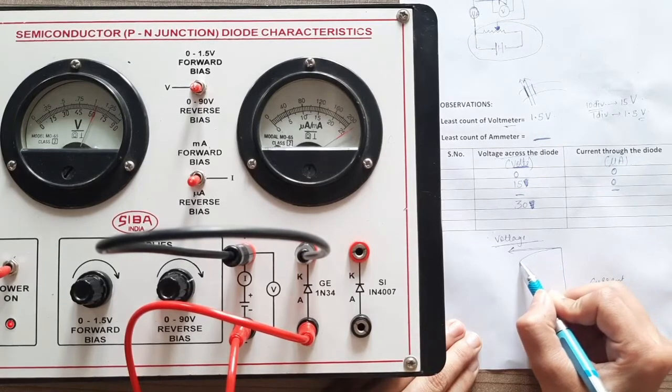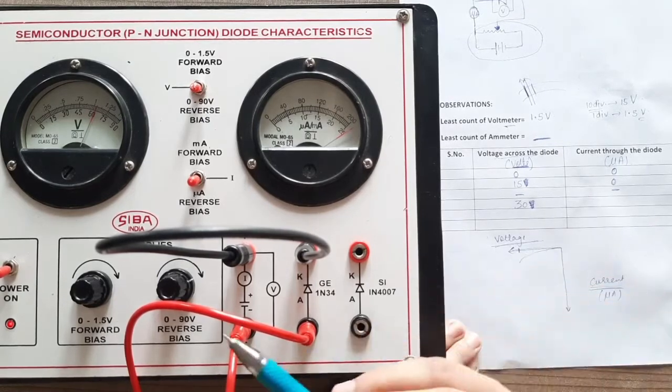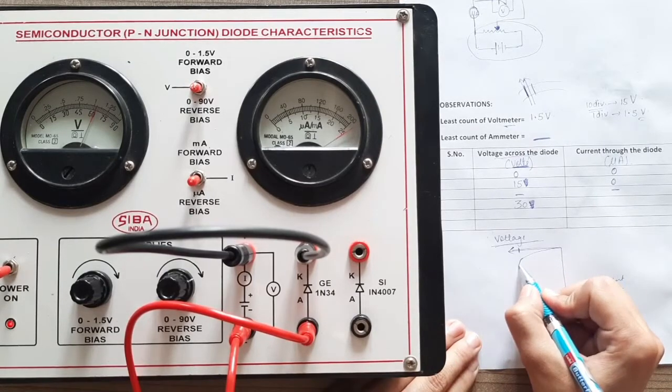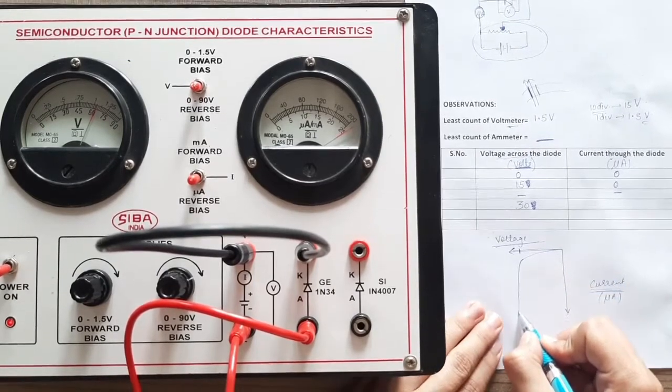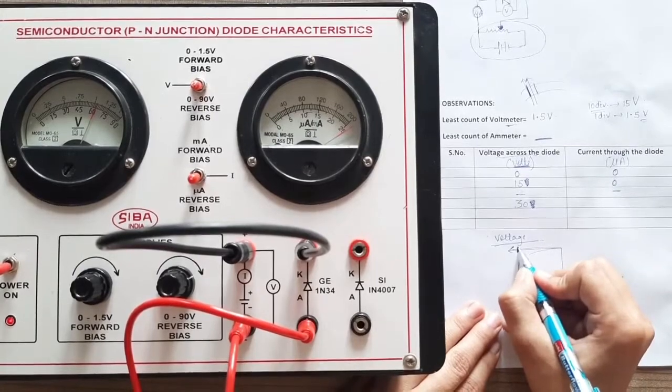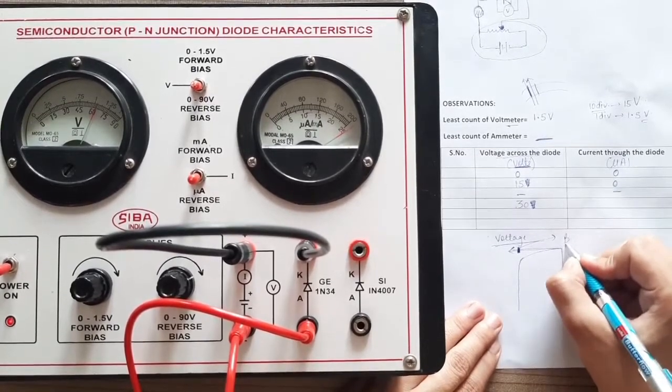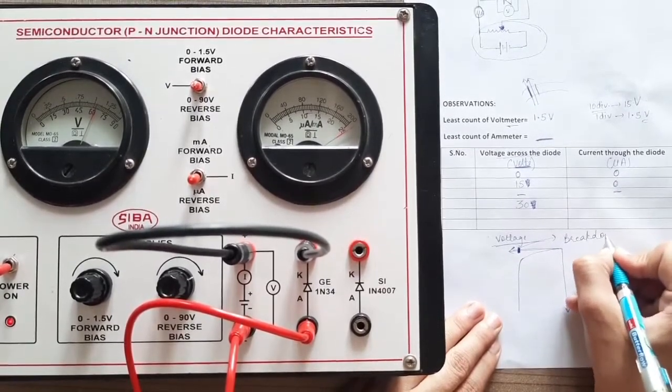After some point, after a certain voltage, as you can see in this case, after 60 volts, the current increased abruptly. And this is called the breakdown voltage. This voltage is called the breakdown voltage.